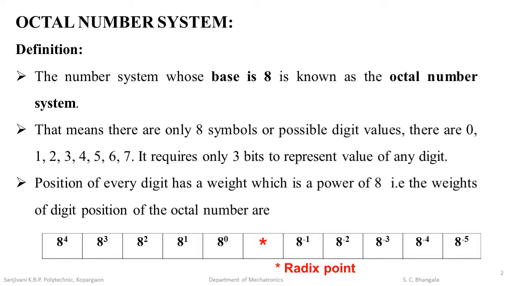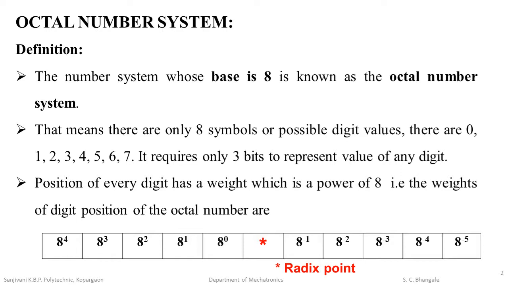That means in this system 8 symbols, or 8 digits, can be used. Which are these 8 digits? 0 to 7. It requires only 3 bits to represent the value of any digit. The position of every digit has a weight which is a power of 8. The weights of the digit positions of octal numbers are shown in the table here.